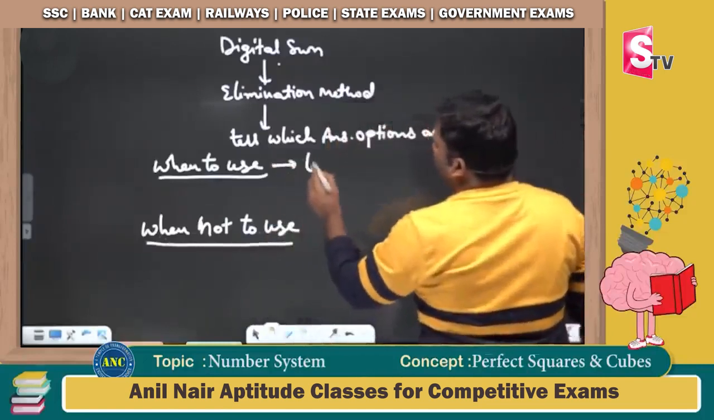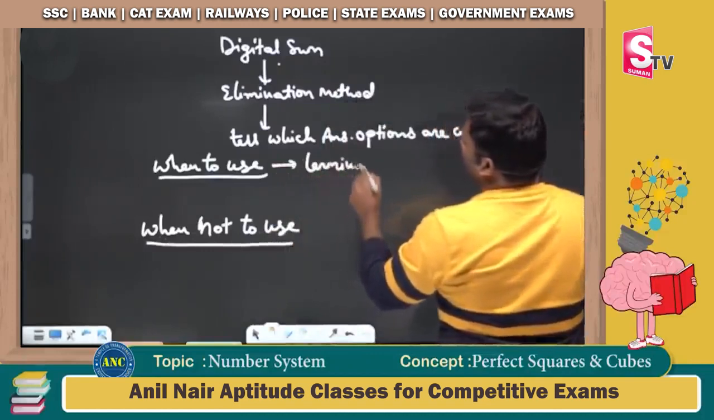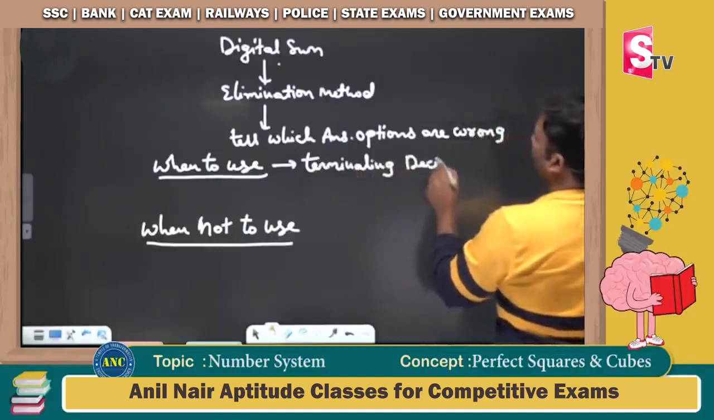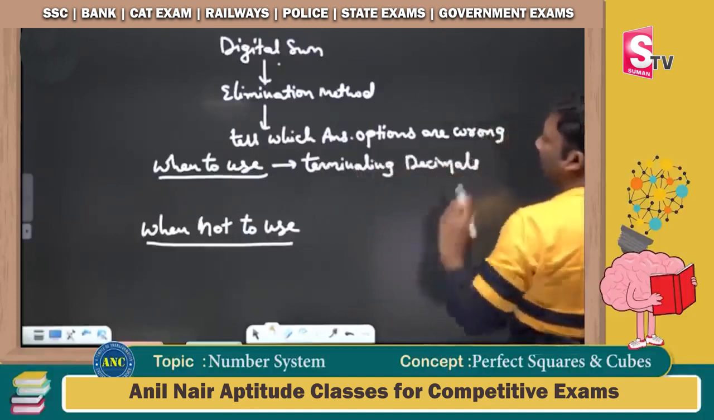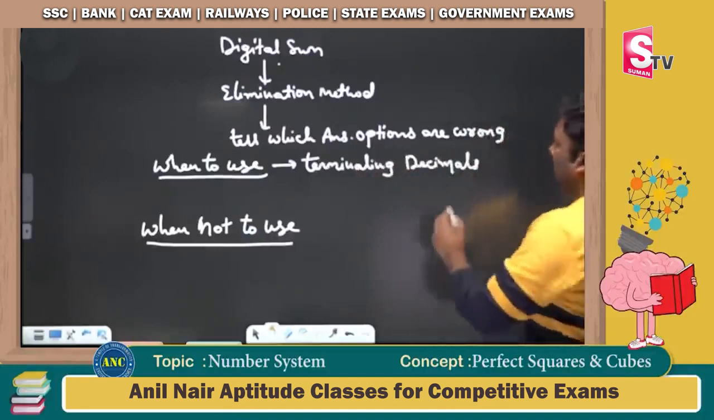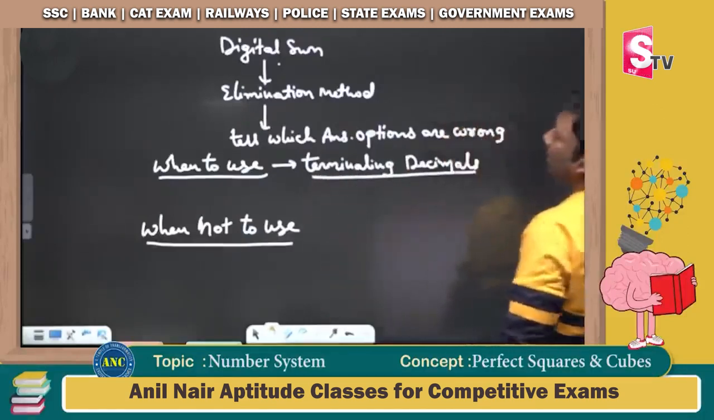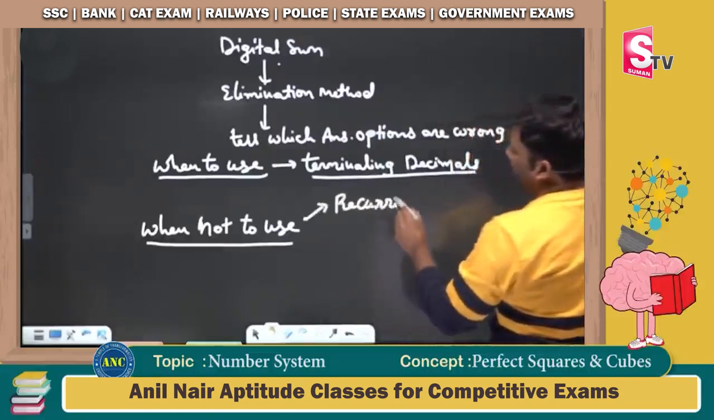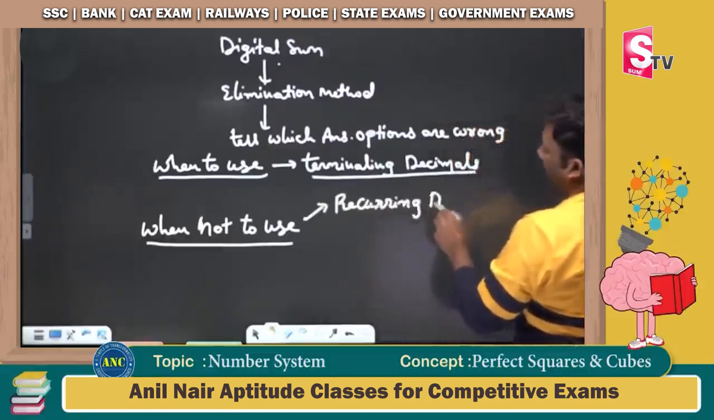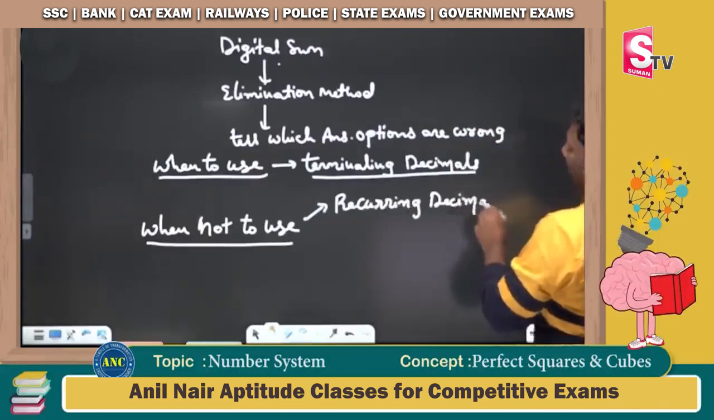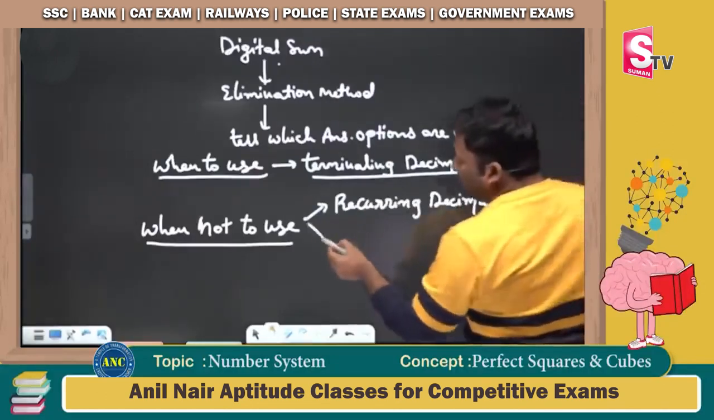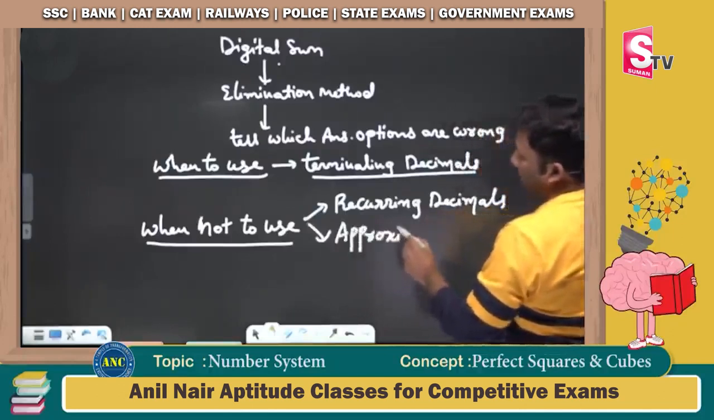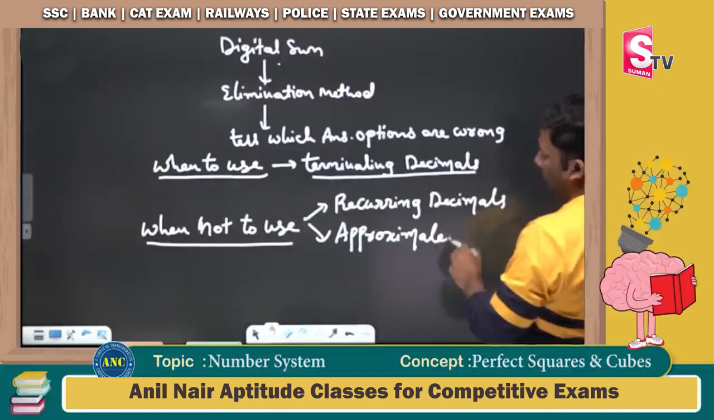When to use: it can be used in all decimal values wherever there are terminating decimals. It will help us in eliminating incorrect answer options. When not to use: you should never use this logic for recurring decimals. I will explain in detail by taking a problem. You should never use this logic in problems where the values are approximated.